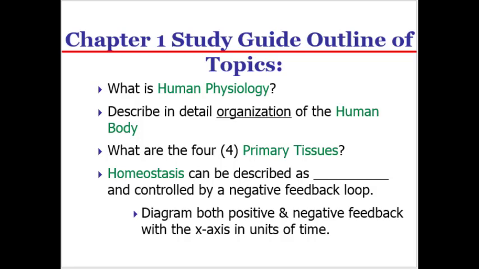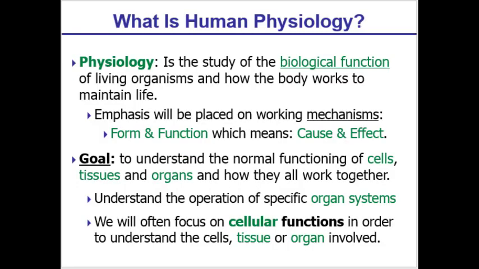Homeostasis can be described as a mechanism for control, and it's often controlled by a negative feedback loop. We're going to discuss what that is and be able to diagram these negative feedback loops, drawing an X and a Y axis. There's also positive feedback, which is more rare, but that's where we'll finish this first lecture on Chapter 1. Okay, let's get started by defining what is physiology.